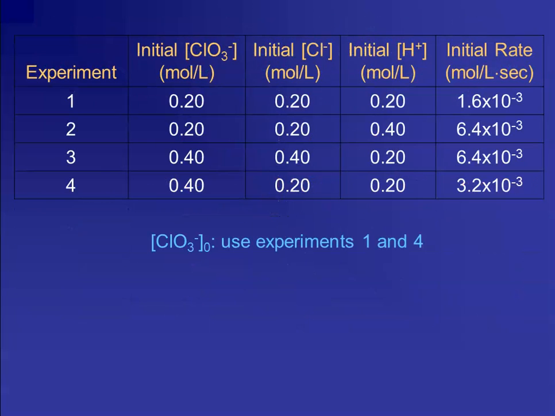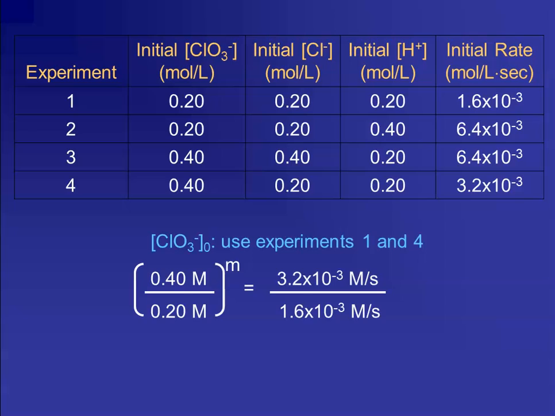So in this first one, when I compare experiment 4 and 1 to one another, I'm going to put 4 over 1. So I see that the concentration of ClO3 minus is 0.4 in experiment 4, but 0.2 in experiment 1. Cl minus and H plus and the constant K cancel out because they're all the same. And I set those equal to my rates, the 3.2 times 10 to the negative third and the 1.6 times 10 to the negative third. When I solve my math through, I get that my order with respect to ClO3 minus is 1.